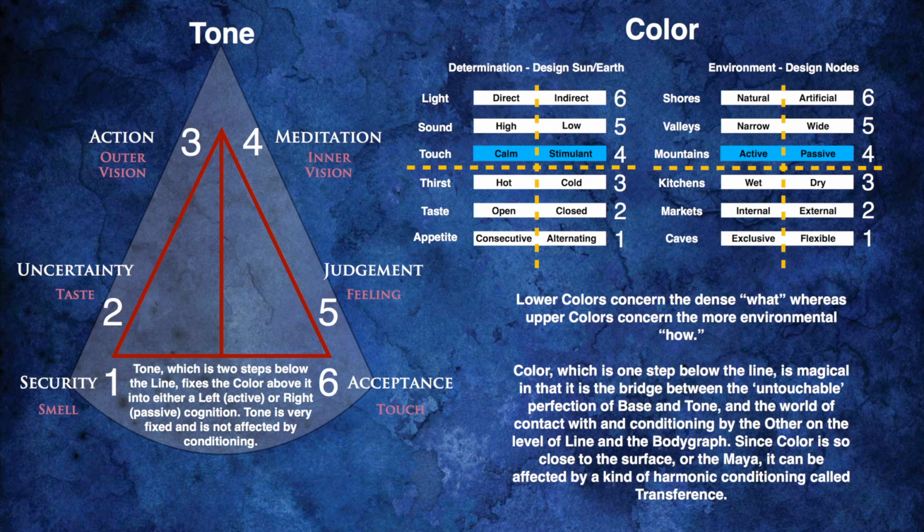Now, when we get to the upper colors, something really fascinating happens. We move away from the what, or things in particular, into the more environmental how, or no thing in particular. The upper colors are kind of transcendent in a way. In the same way, the upper trigram of the hexagram is transpersonal. It's not about an individual person.